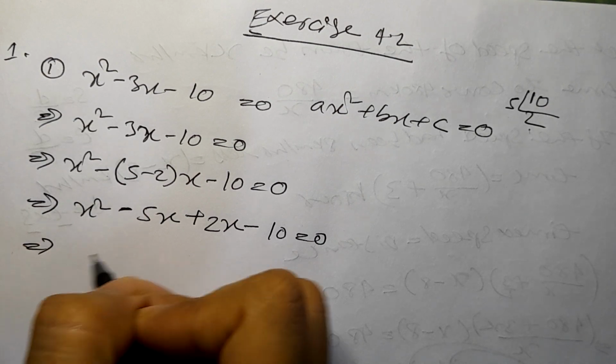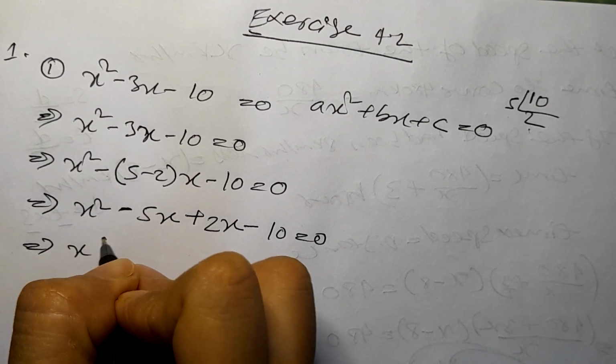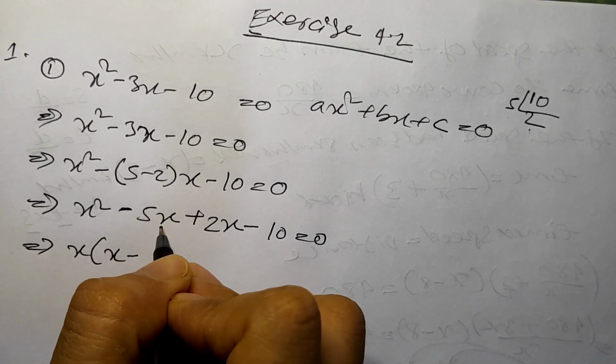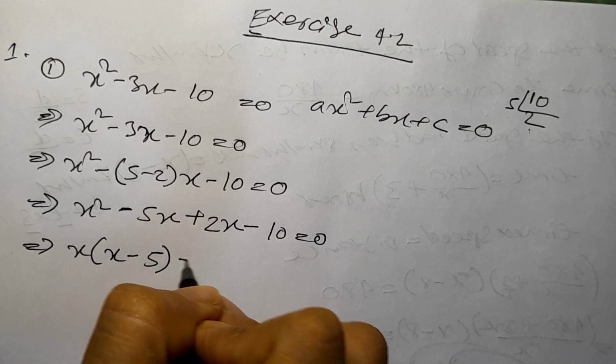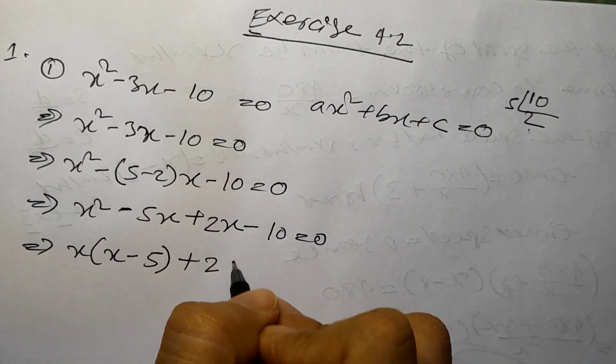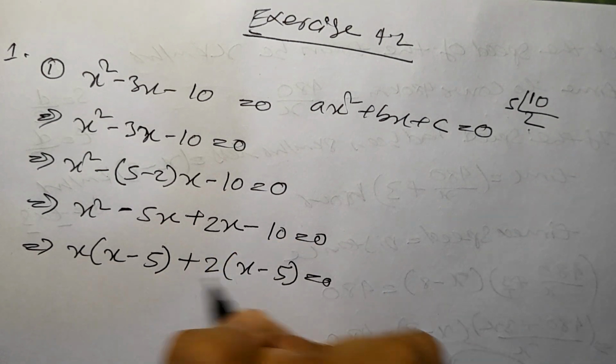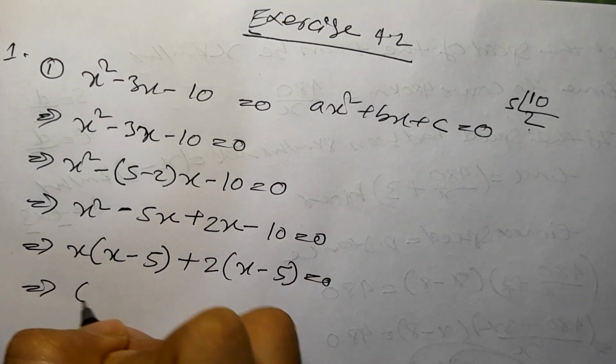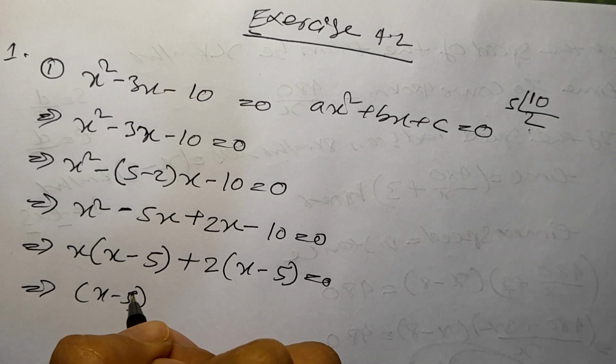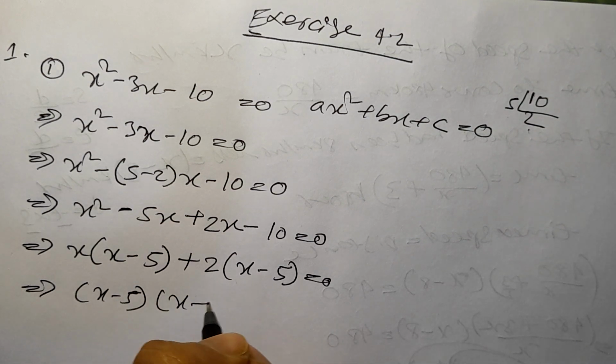Now make pairs. From the first pair, x is common; x is left, and minus x gone, 5 is left. From the second pair, 2 is common: x minus 5. 2 fives are 10. These two have to be equal, so write the factors: x minus 5 and x plus 2.